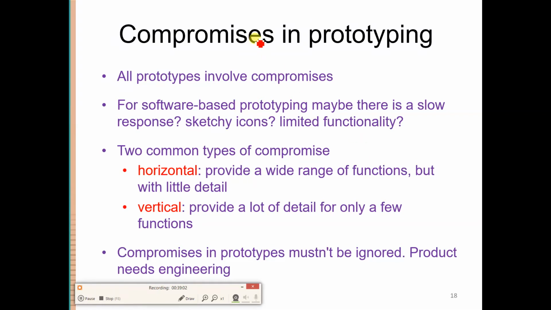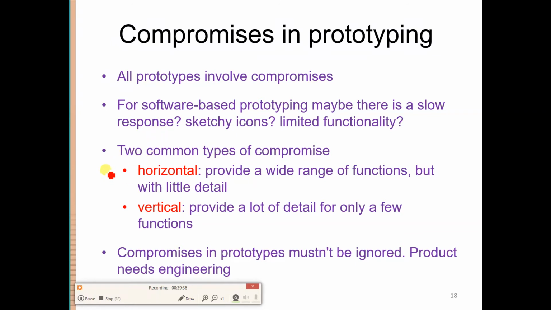Now let's talk about compromising in prototyping. Compromising means that we cannot build a prototype which is going to fulfill the requirements of the final product. There are going to be some kinds of lacking in the prototype and in the final product. All prototypes involve compromises. For software-based prototyping, maybe there is a slow response, sketchy icons, limited functionality. So if you are creating a prototype for software, the prototype response time can be just slow, while the final product can behave fast. So this is like a compromise.